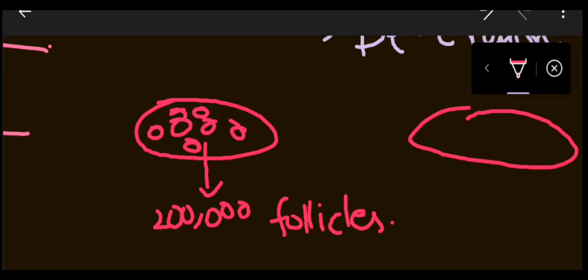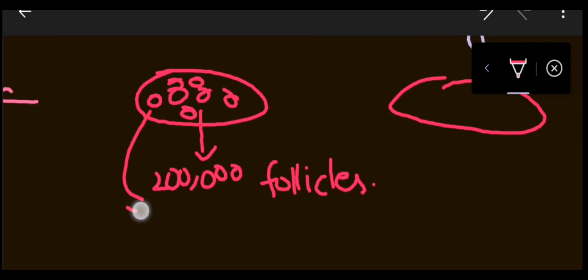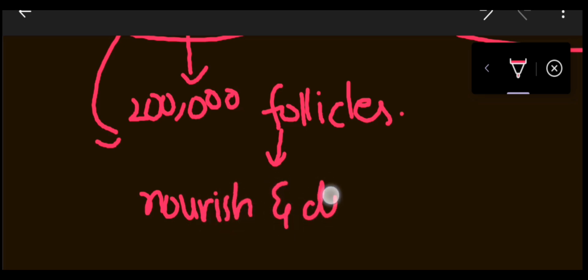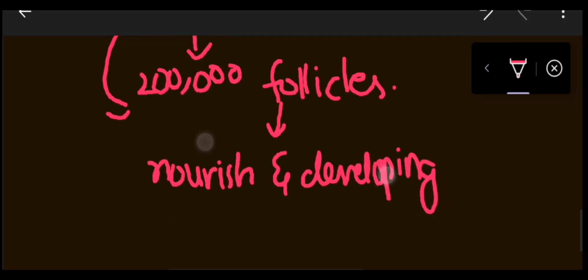These follicles help which nourish and protect the developing egg cells. ये follicles क्या करते हैं? Nourishment provide करते हैं. Egg cell.